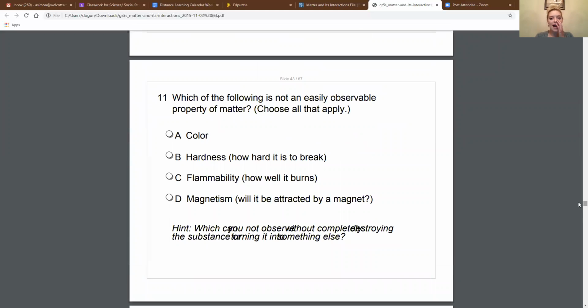Which of the following is not an easily observable property of matter? The hint is you cannot observe this without completely destroying it. So color, hardness, flammability, or magnetism. Which of these is going to be the hardest to test? If you said flammability, you are correct, because in order for us to test flammability, it's how well it burns, which means you would have to light it on fire. So that would essentially be destroying the substance. So that one is going to be the hardest to test.